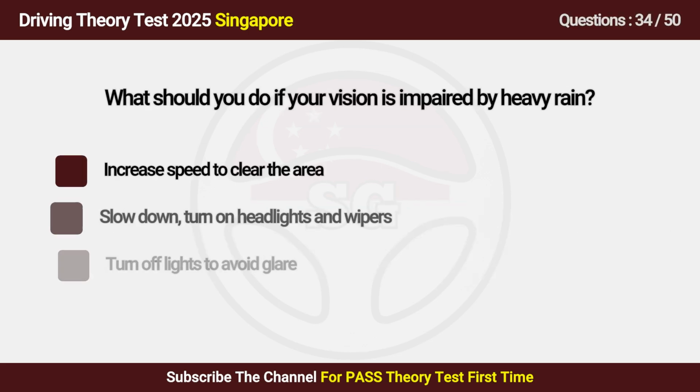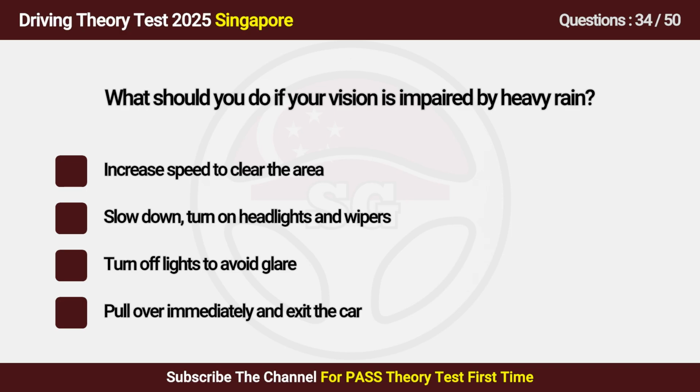Question 34. What should you do if your vision is impaired by heavy rain? A. Increase speed to clear the area. B. Slow down, turn on headlights and wipers. C. Turn off lights to avoid glare. D. Pull over immediately and exit the car.